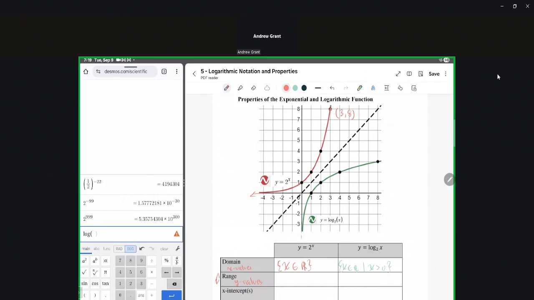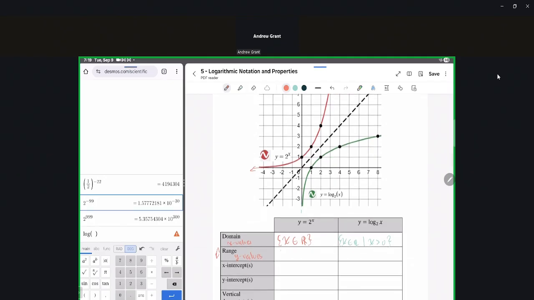And that's because if you take 2 to the power of some large negative number, you get close to 0, but not quite 0. And so the range will be y is an element of all real numbers, but y must be greater than 0.